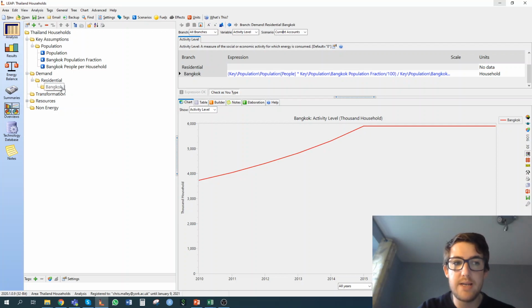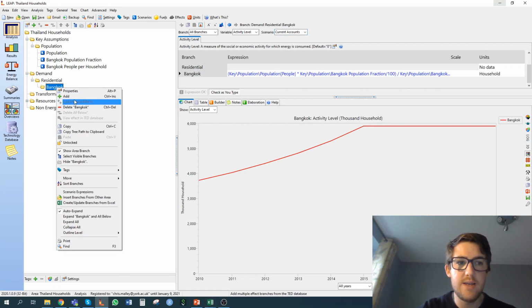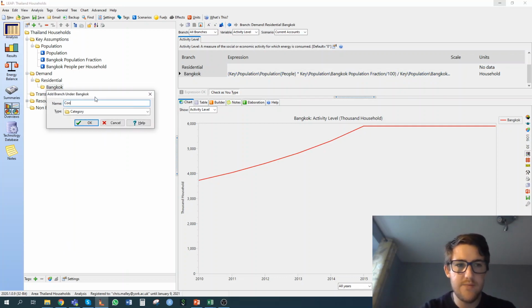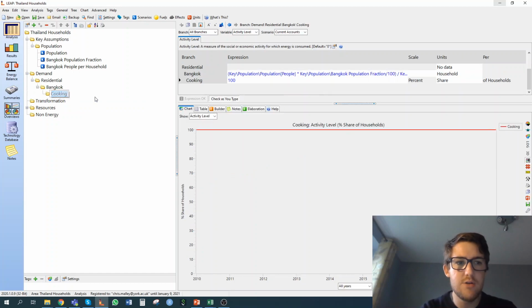folder, our branch for a particular region, and we can do the same for the other regions. The next thing we need to do is to specify the activities where energy or emissions occur in the residential sector. So I'm going to right click and click add, and then I'm going to include my first activity, cooking.